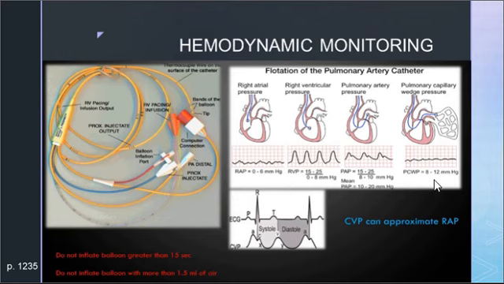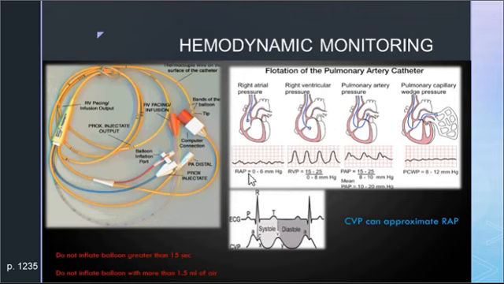Normal is 8 to 12. It's giving you an idea of the reflection of the pressures on the left side of the heart. So your wedge pressure should be 8 to 12. These are your pulmonary artery pressures, 15 to 25 over 8 to 10. Usually you go with your mean, which is 10 to 20. So remember your wedge pressure, 8 to 12, pulmonary artery pressures, 10 to 20.